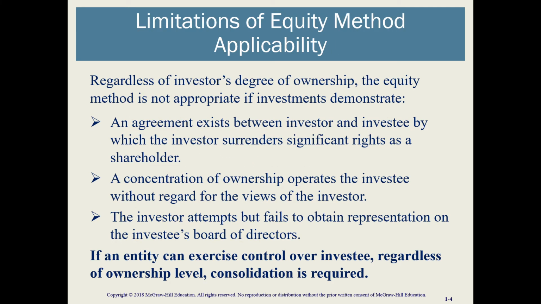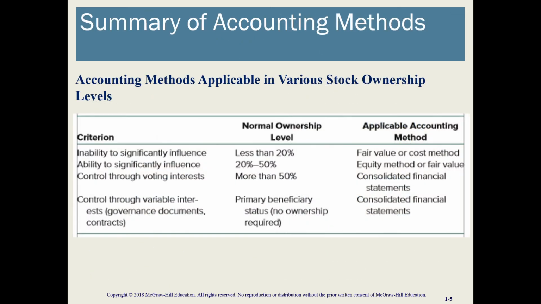There are certain limitations of the equity method, and as we said before, the last sentence on this slide summarizes it: regardless of the ownership level, we need to take a look at the level of influence that we're exercising and even control of the other company, because that's what's going to determine the accounting treatment. Here is just a summary of our different tiers and stock ownership levels. You can just review that.